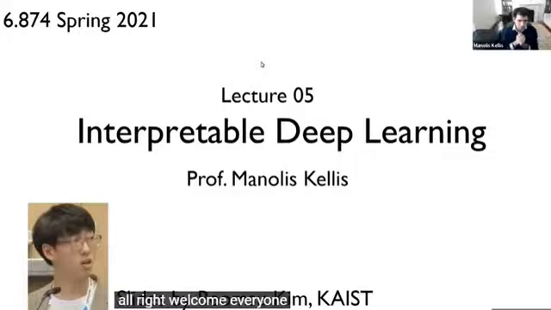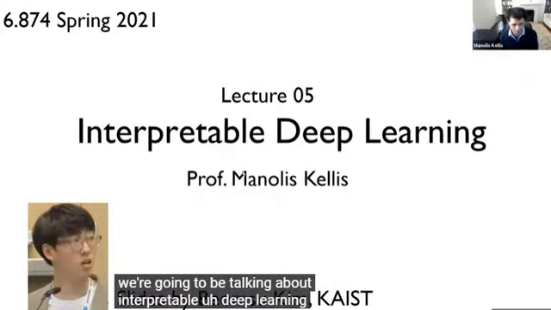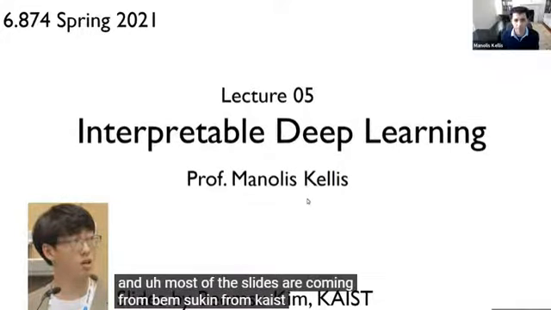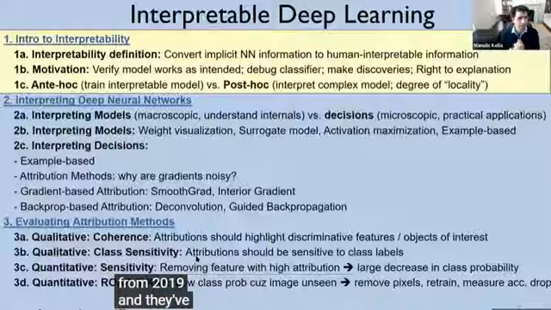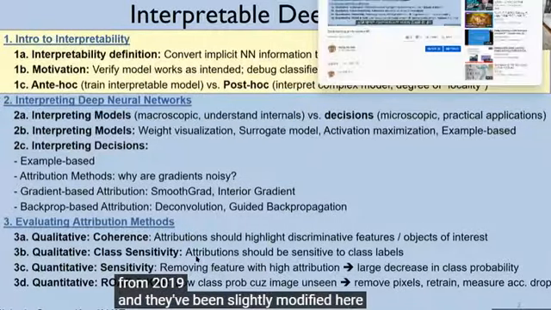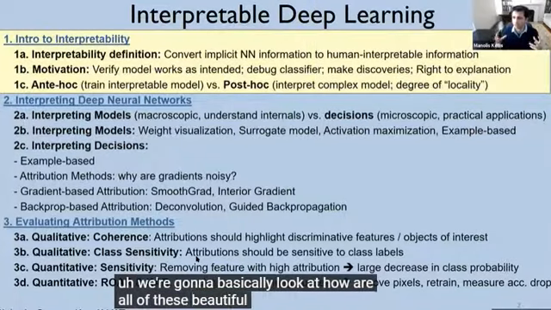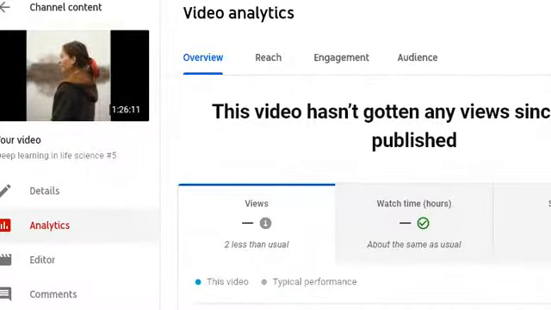All right, welcome everyone. So today we're going to be talking about interpretable deep learning. Most of the slides are attributed to Seung-Tai, who has a beautiful machine learning lecture from 2018, and they've been slightly modified here. We're going to look at how adversarial features in the map can trick the machine on purpose. All of these beautiful models that we've been building, are they making mistakes, or how are they right? And can we interpret what they're actually learning?